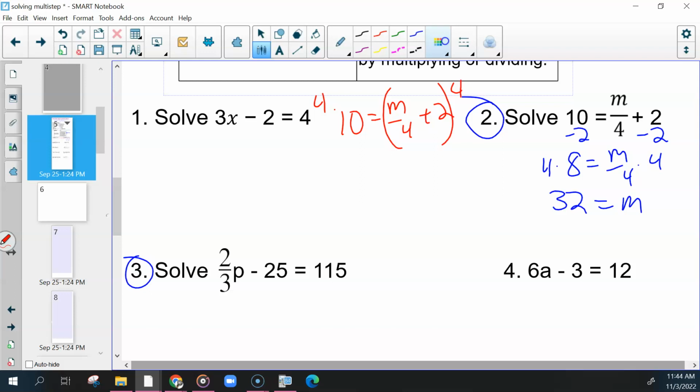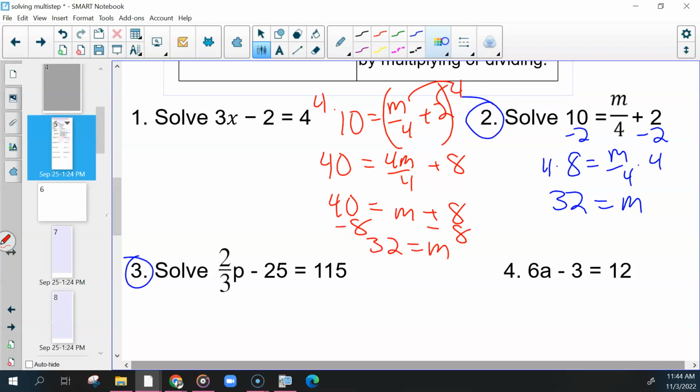And then what's going to happen here is I'm going to distribute. So this becomes 4 times m over 4 and 8. The 4's cancel. This is leaving m. And then we could just solve. It looks a little simpler than the fraction we had. You get the same answer, it's just done a different way. So it would be your preference. Whichever one makes more sense to you, do that.